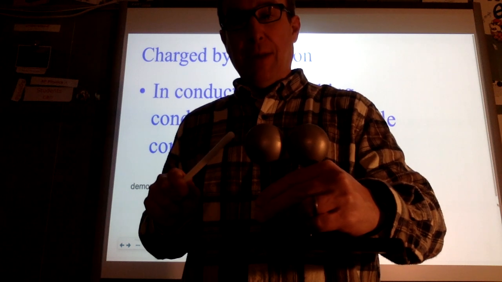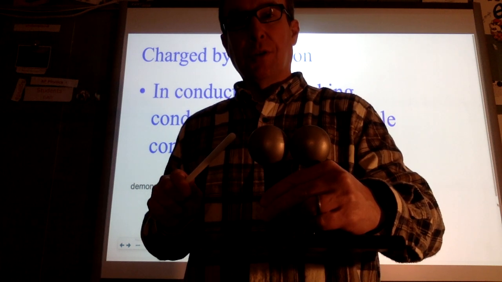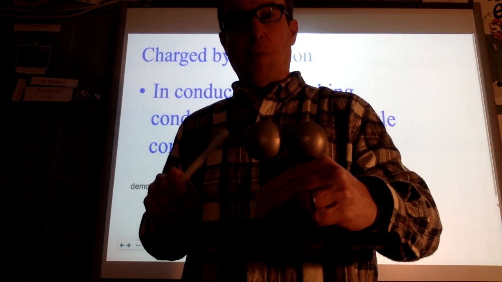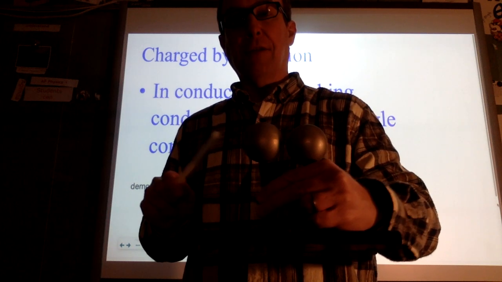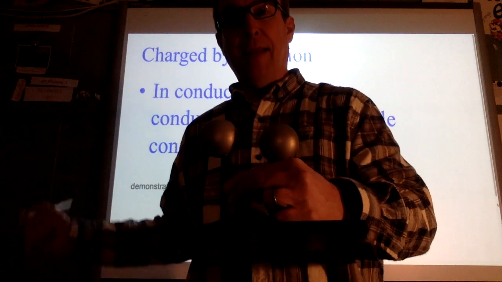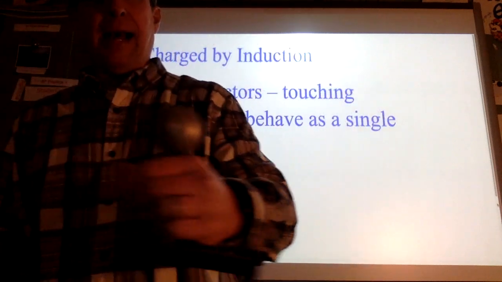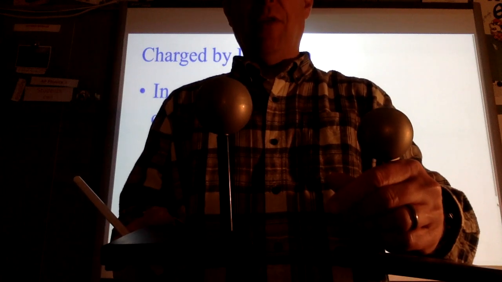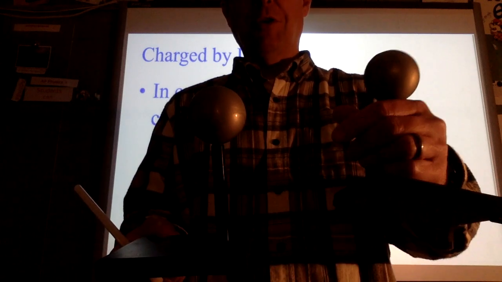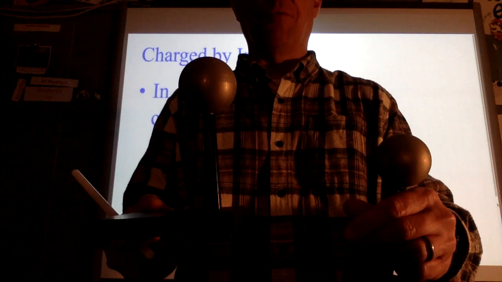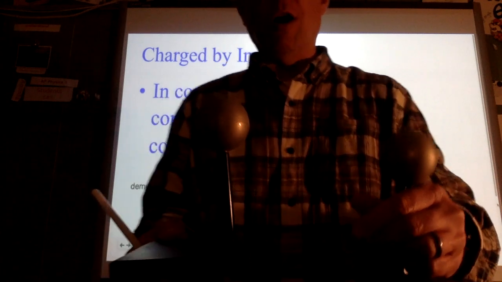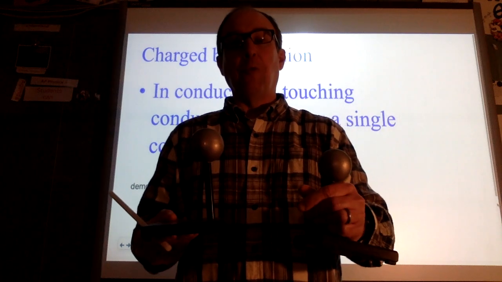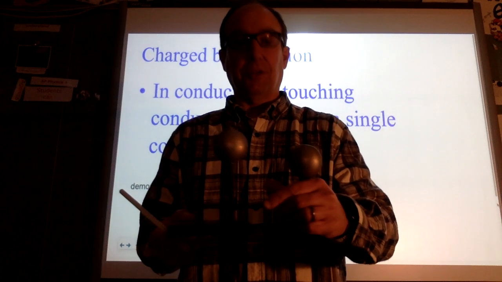And so what's going to happen is, as I bring it close, the negative is going to migrate from the one closest to the rod. So then if I separate them and then take the rod away, I now have one that's going to be positively charged, the one that was closest to it, which would be this one, and negatively charged the one away from it. Overall, we didn't gain any net charge, but each one of them would behave like they were charged.